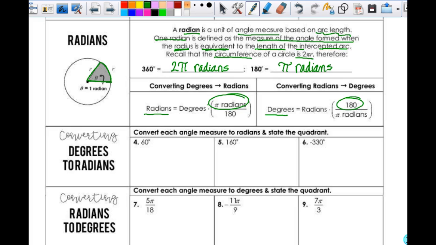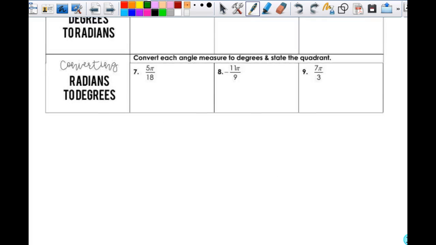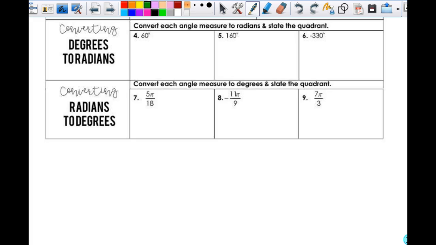Okay? So let's convert each angle measure to radians and state the quadrant. Right now, because you understand degrees better, thinking about the quadrants in terms of degrees is okay. So we can go ahead and decide the quadrant. If I have 60 degrees, what quadrant am I in? 1. Okay, so I'm in quadrant 1. To find the radians, I'm going to take the 60 degrees and multiply by pi over 180 because I want radians. That's what I'm looking for.